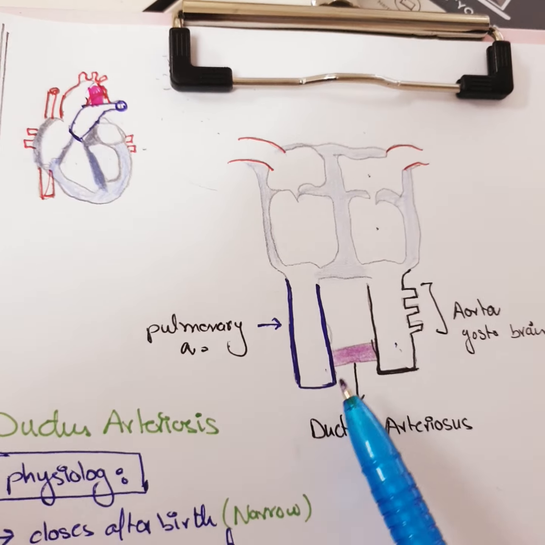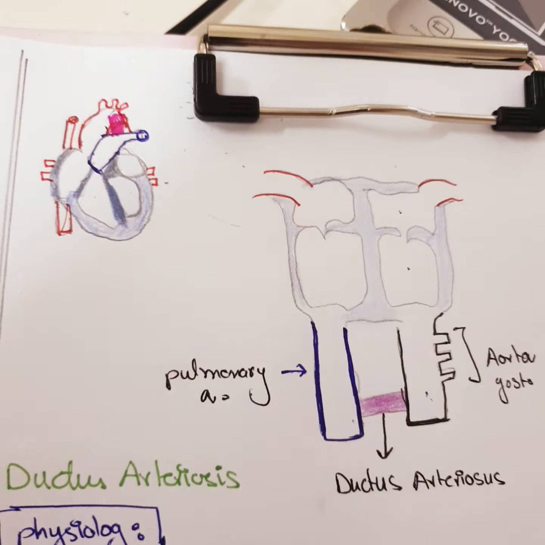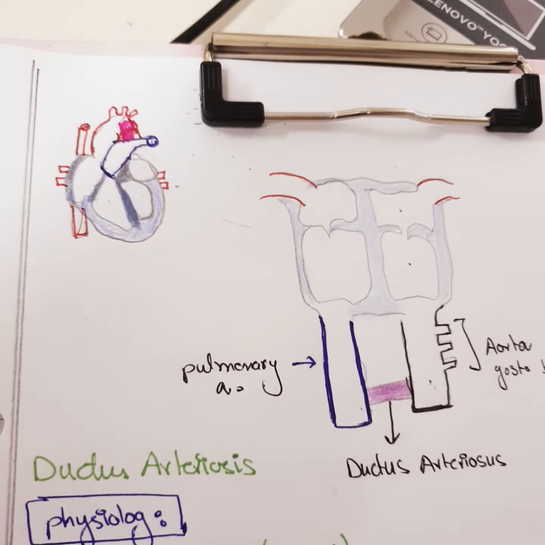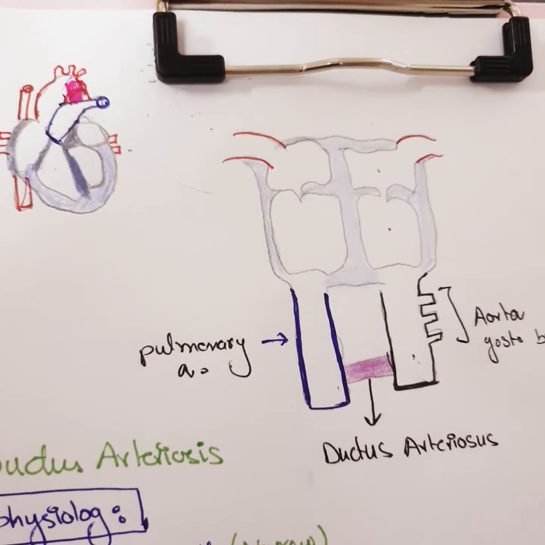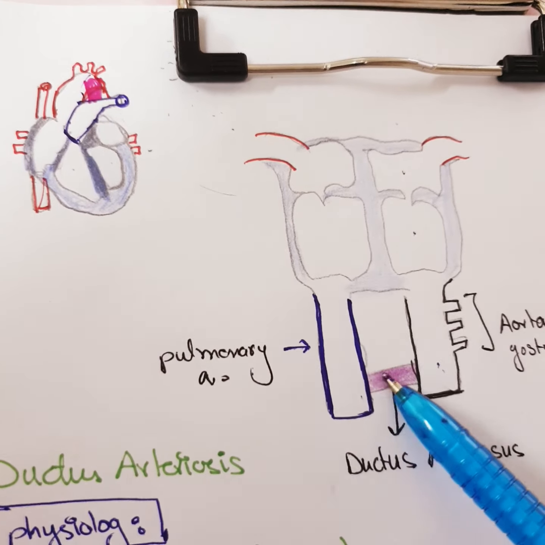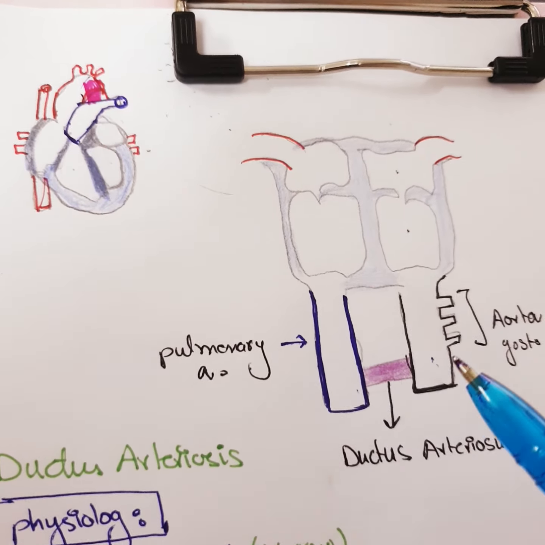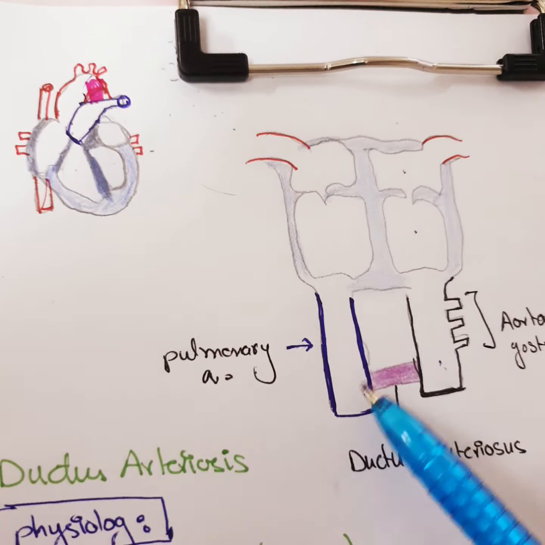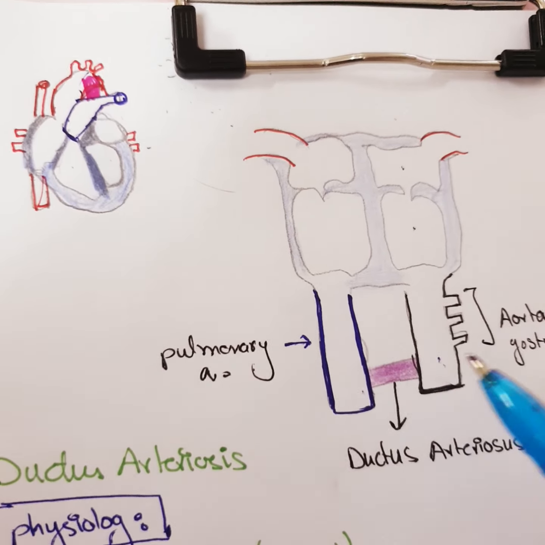Then we have this ductus arteriosus. Here, the pink color is the ductus arteriosus. What actually happens is, at birth this ductus arteriosus narrows down and eventually forms a ligament, which is known as the ligamentum arteriosus. But in some cases this does not close, and hence the blood is continuously passing through it.